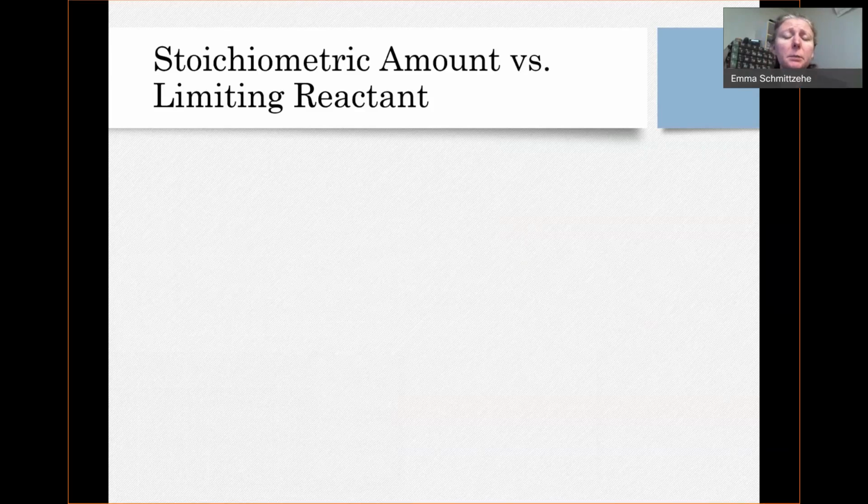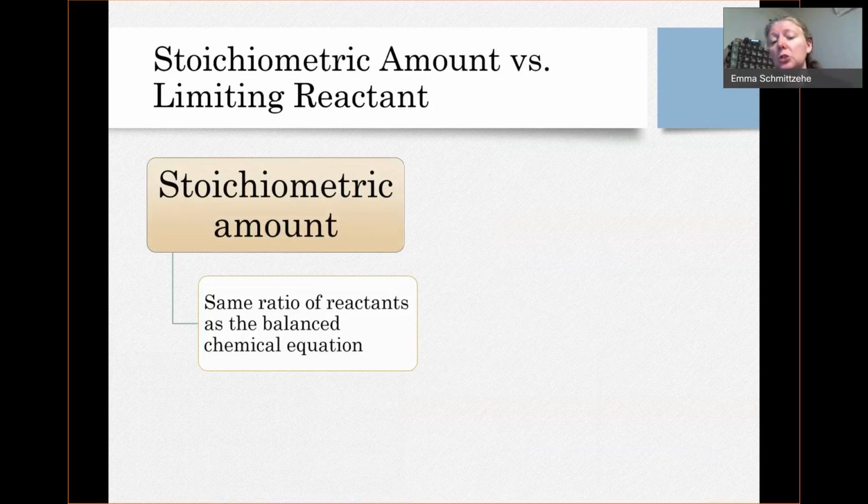Sometimes it's explicitly stated, sometimes it's not, and you have to assume, and sometimes you have to do calculations to figure out which situation you have. So a stoichiometric amount just means that you have the same ratio of reactants as your balanced chemical equation. Your balanced chemical equation essentially gives you the ratio of substances that you need. It's your foundational recipe for a reaction. And so it tells you, say, for one of these, you need two of these. And you can either think of it in terms of molecules or in terms of moles of those things.